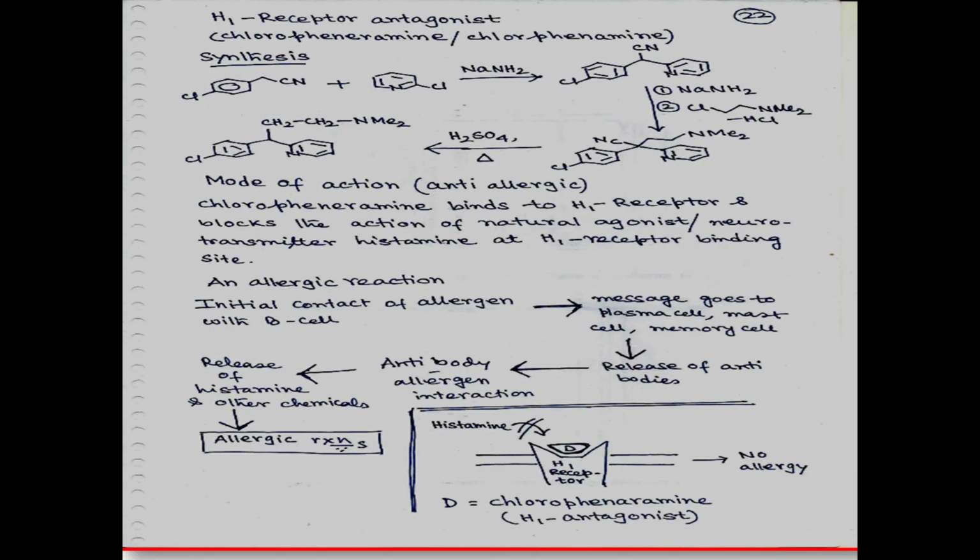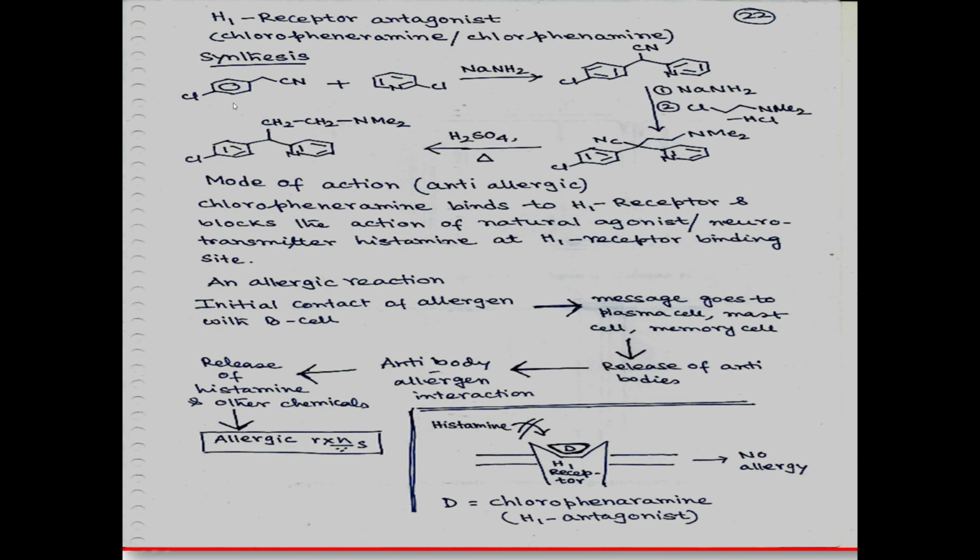Now we will go to the H1 receptor antagonist, where the name of the molecule is chlorophenamine. From this name, at least partly, we can make out that the phenyl group is there, the chlorine atom is there, and the amino group is also there. So chlorophenamine or chlorpheniramine, whatever it is, the structure is the same, which we will synthesize. Obviously it is a chemical synthesis.